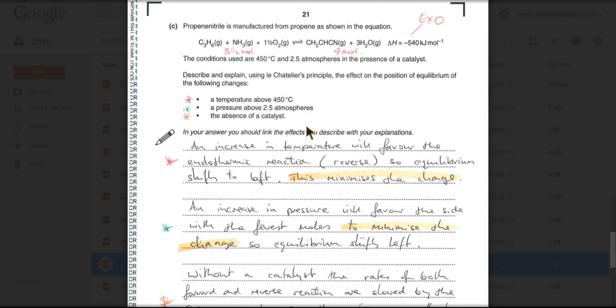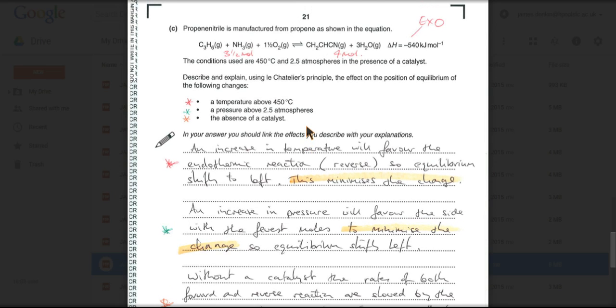Pressure above 2.5 atmospheres, so that's an increase in pressure. An increase in pressure will favour the side with the fewest moles. So again, the equilibrium is going to shift to the left to minimise the change.